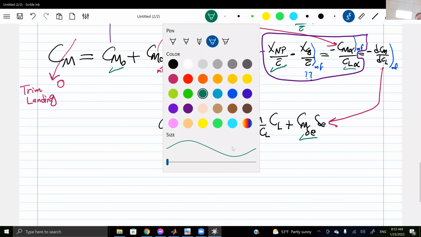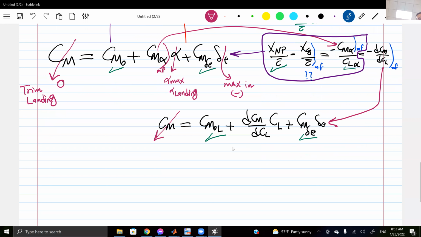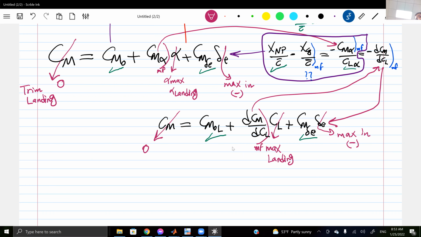Remember, dCM by dCL is simply CM alpha over CL alpha. And I'm going to repeat myself. So trim during landing, any trim, this is zero. In particular, if it's during landing, this will be the maximum lift coefficient of the landing, right? And if it's really the maximum, I'm going to use here the maximum in negative, like we have discussed before. And the only unknown in this is the dCM by dCL most forward. Take it from here and substitute it. So from this equation, you can get the XCG most forward. Let's have some training.